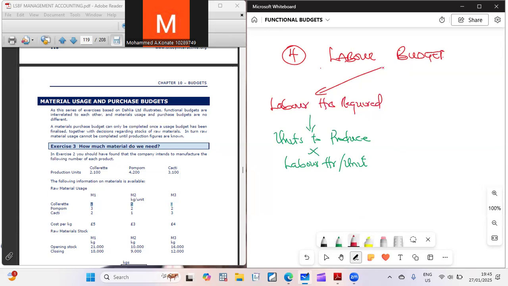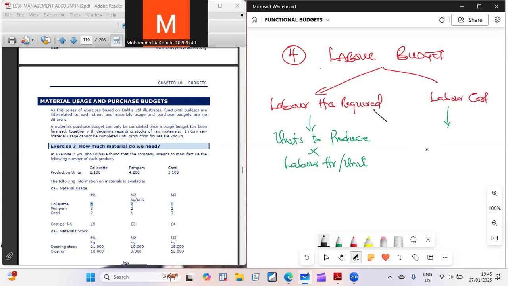Then you will do the labor just as we did the material required and the material to purchase. So the labor cost budget. What you will need is the labor hours you have calculated, this one. So you will need the labor hours, the one you have calculated.